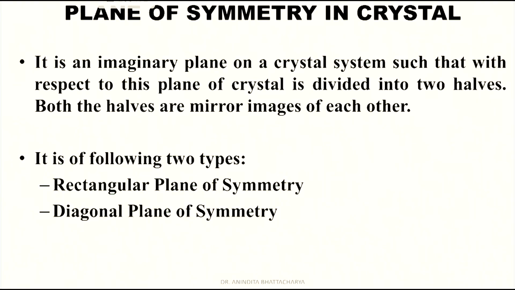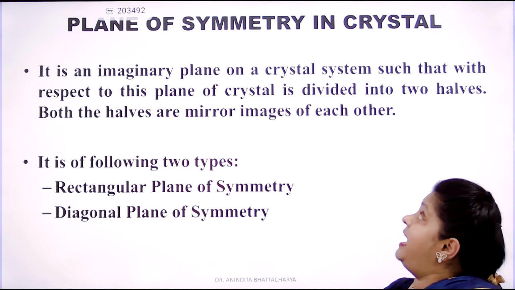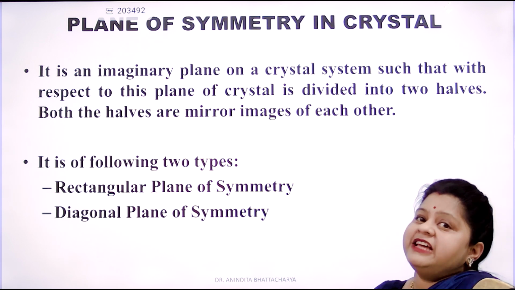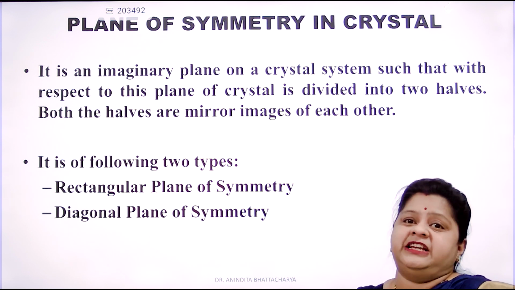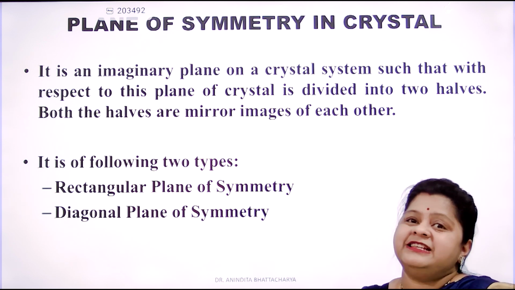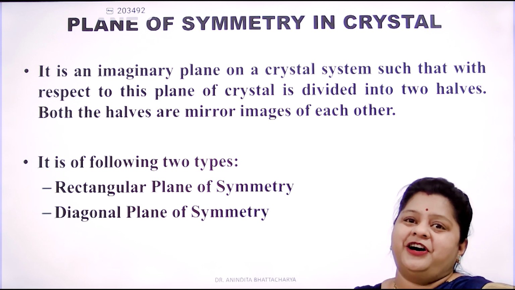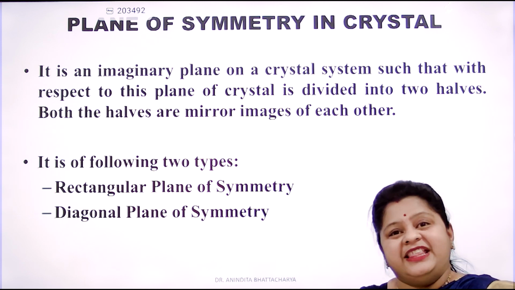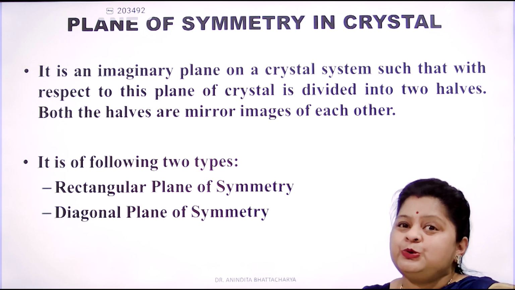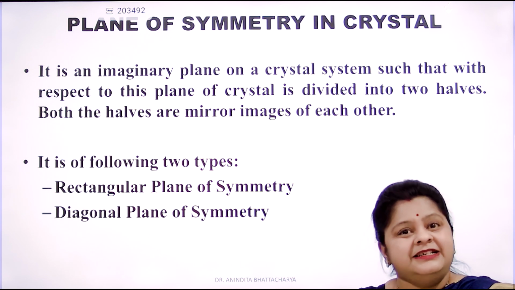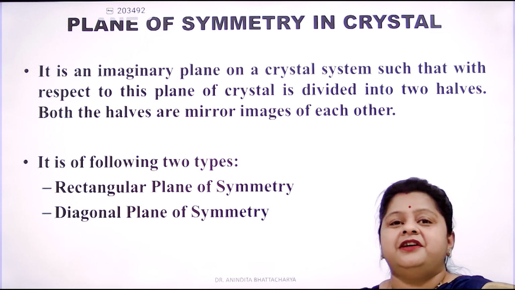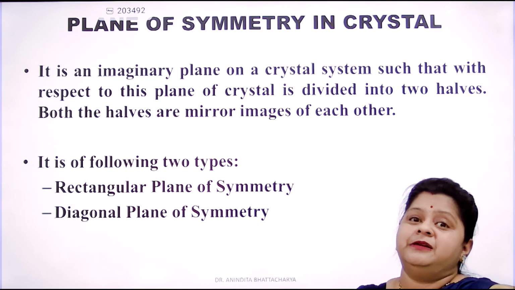Plane of symmetry is that imaginary plane on a crystal system such that when it divides the crystal into two halves, they are indistinguishable. One half is the mirror image of the other half. In this we have two kinds of planes of symmetry: one is the rectangular plane of symmetry, and the other is the diagonal plane of symmetry.